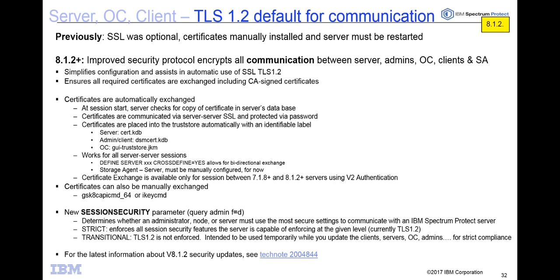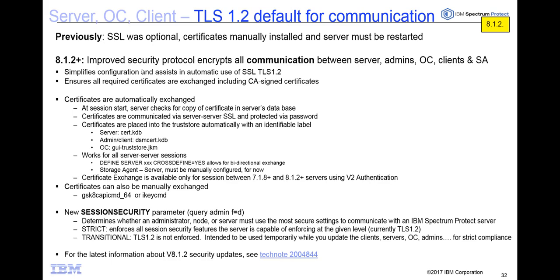So in conclusion, Spectrum Protect 8.1.2 introduces TLS 1.2 for the communication between server to server, administrator to server, client to server. So when you log on for the first time to your 8.1.2 servers, they will try the first time to automatically exchange their cert256.arm certificates and place those in each other's trust stores. If this does not happen for some reason, you can manually insert them.